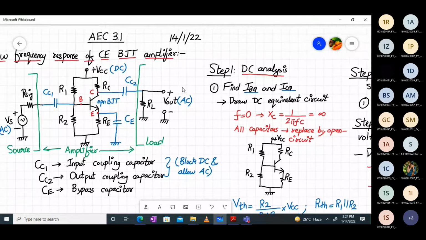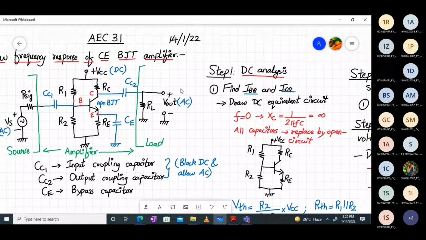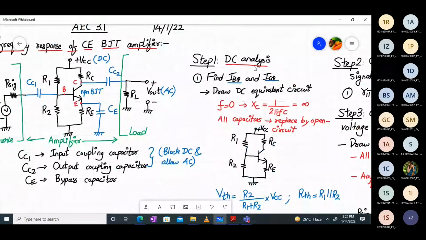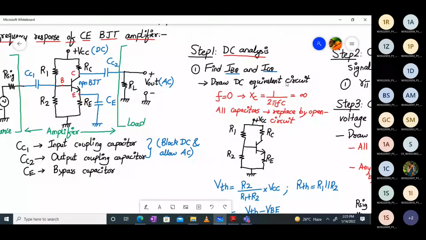Yeah. So here, listen carefully. We have to analyze it step by step. So step one is the DC analysis. Our ultimate aim, from the DC analysis, is to find IBQ and ICQ. For that, we have to draw the DC equivalent circuit.